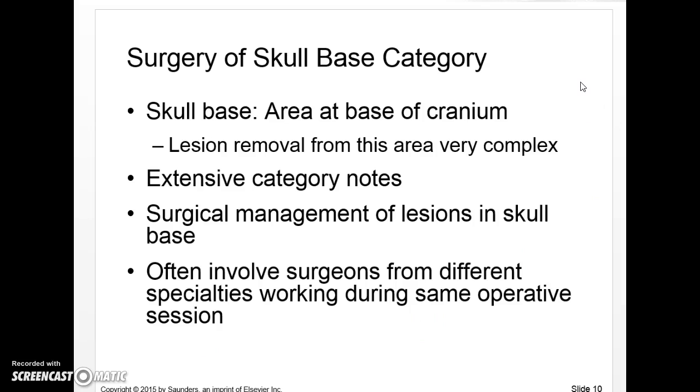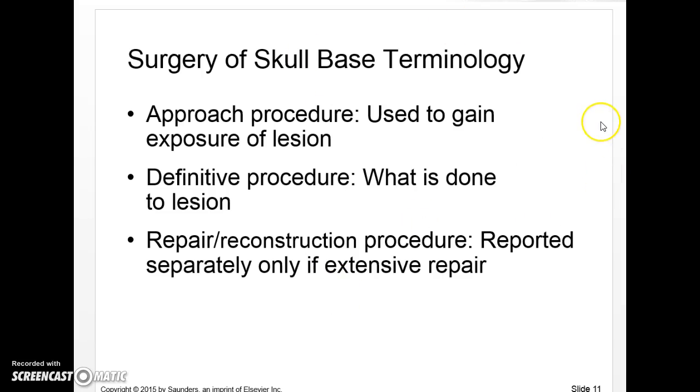Skull base surgery would include the area at the base of the cranium, for example, a lesion removal from this area. It would be very complex. Extensive category notes are included. Surgical management of lesions in the skull base often involves surgeons from different specialties working during the same operative session. Different specialties would be reported with your modifier 62. You can find those in the back of the front cover of your CPT book.